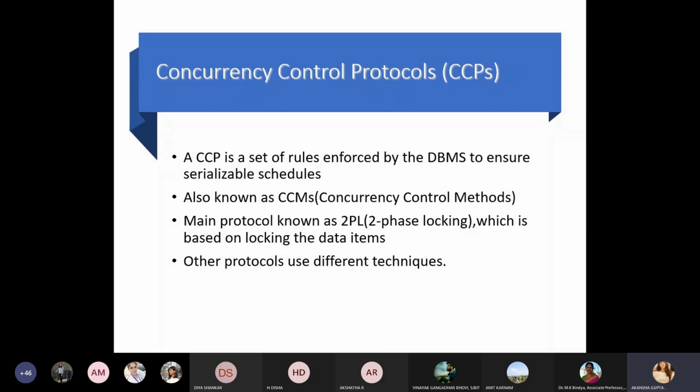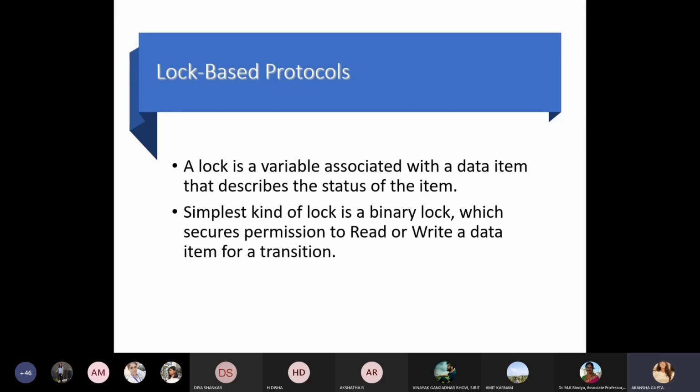A concurrency control protocol is a set of rules enforced by the DBMS to ensure serializable schedules, also known as CCMs, that is concurrency control method. So the main concurrency control protocol is 2PL, that is two phase locking, which is based on locking the data items. So lock based protocol. What is a lock?